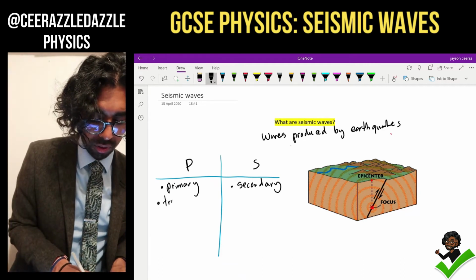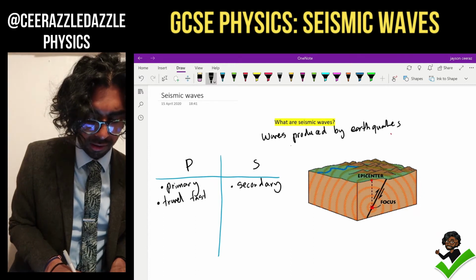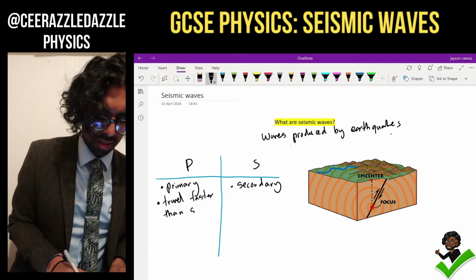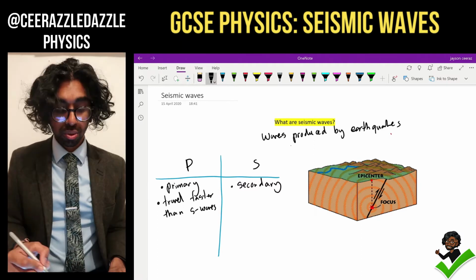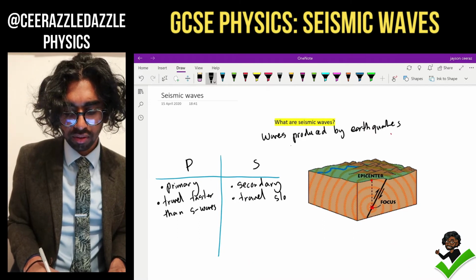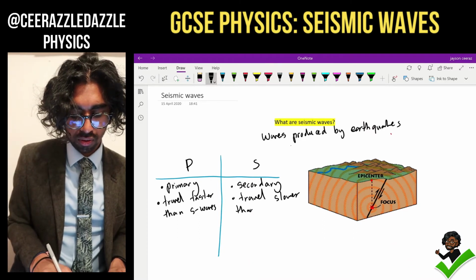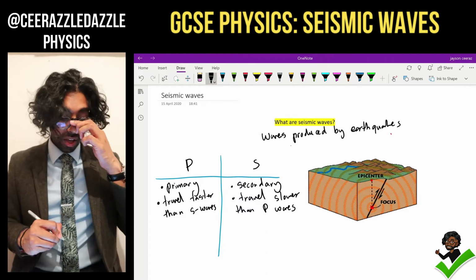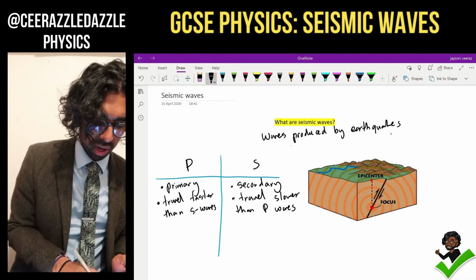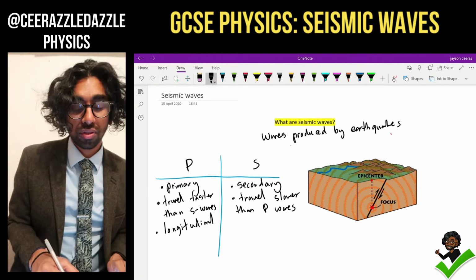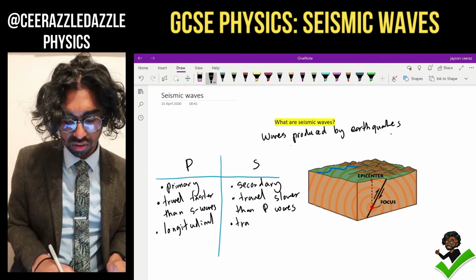So P waves travel faster than S waves. S waves travel slower than P waves. Okay, so we have a bit more information. P waves are longitudinal, and S waves are transverse.